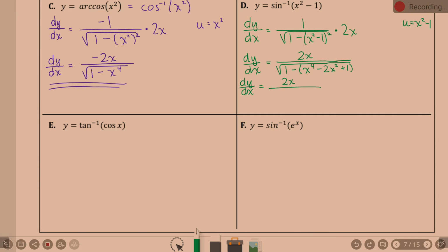Now, I went ahead and left that piece in parentheses, but when we clean up, notice what happens. It's going to become 1. When you distribute the minus, it's going to become 1 minus 1, yes? So 1 minus 1 will cancel. I'm left with negative x to the fourth plus 2x squared if I distribute that.